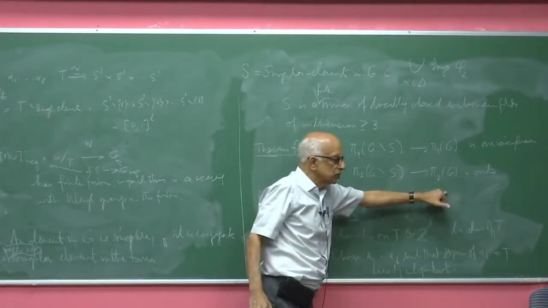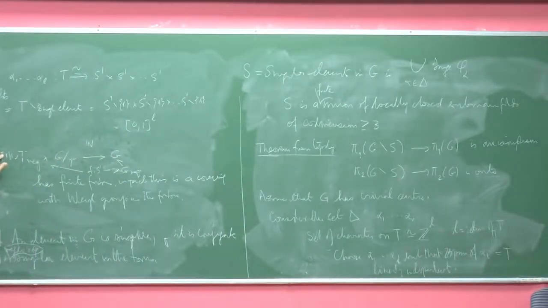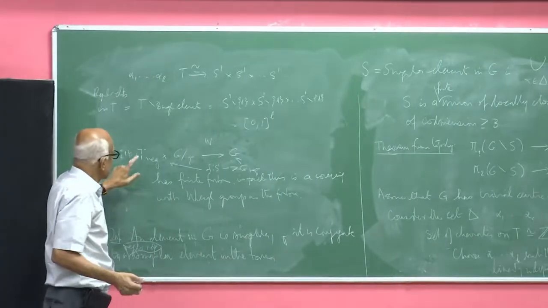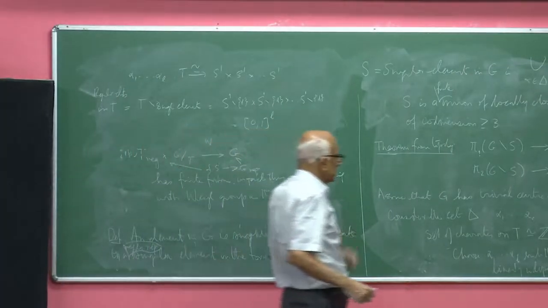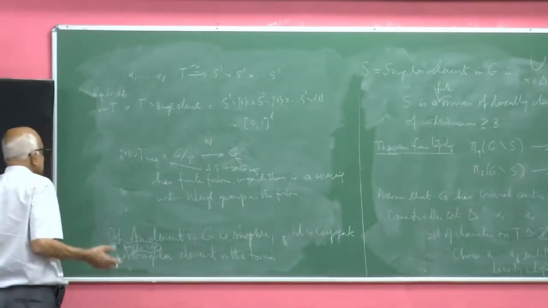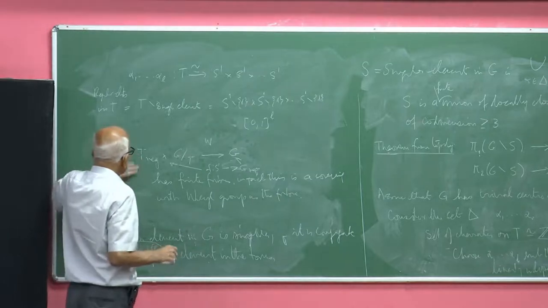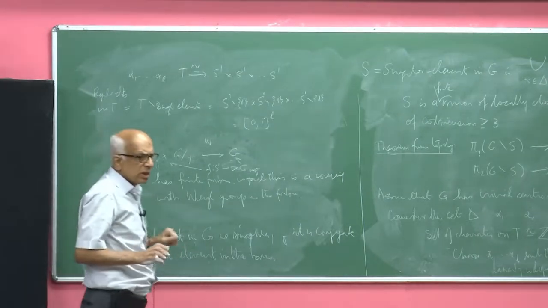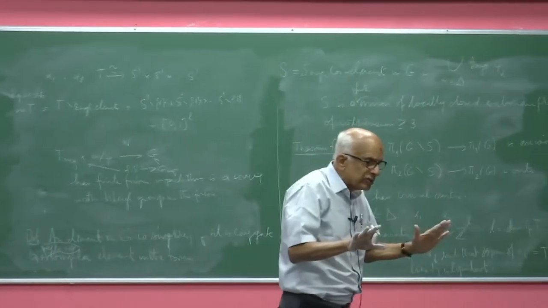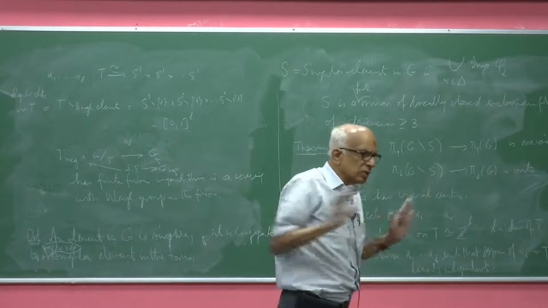Pi 2 of G minus S to pi 2 of G is onto, but here pi 2 of G becomes 0. For the torus, pi 2 is 0 in any case. So pi 2 is 0. The right way to say these things is, one moment, let me put it like this. G mod T is simply connected. What is pi 1 of G mod T? I'm not interested in pi 1 of G mod T now. Oh, it is simply connected as a matter of fact, but I don't want to go into that.